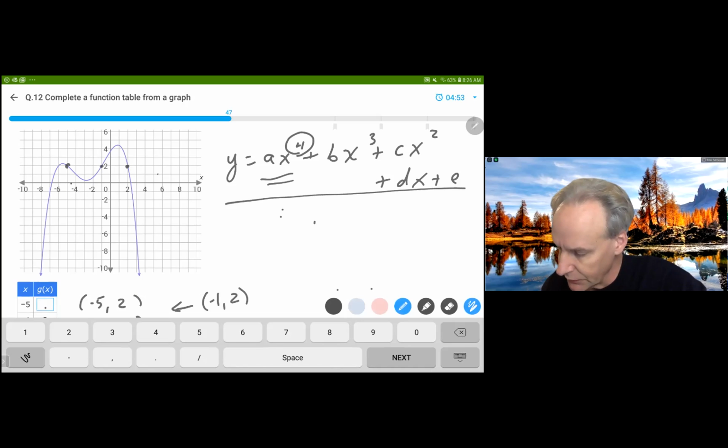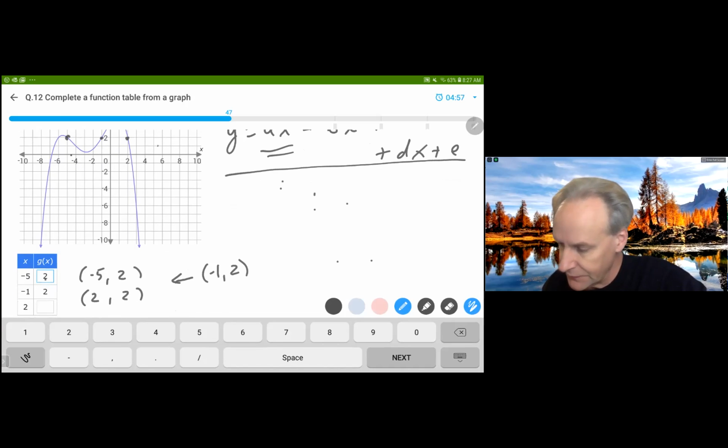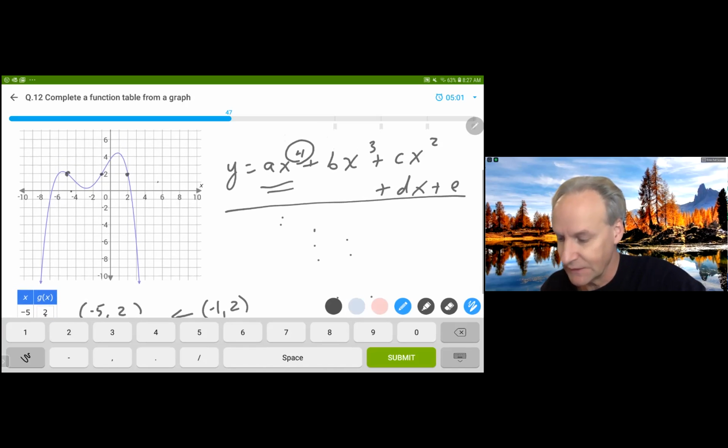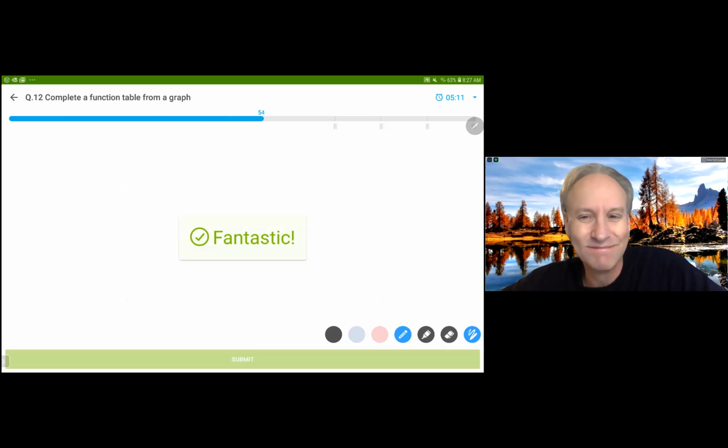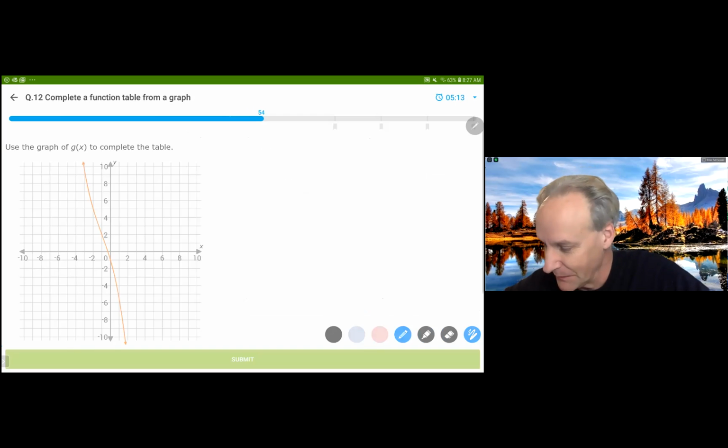So it looks like we're going to negative 5, 2, and we're also going to 2, 2. And notice that we have 3 solutions on this line. Oh no, 4. I missed one. There it is. There's the other one. Okay, so anyway, there it is. More than you wanted, I know.